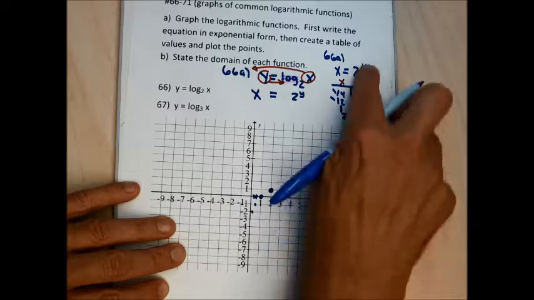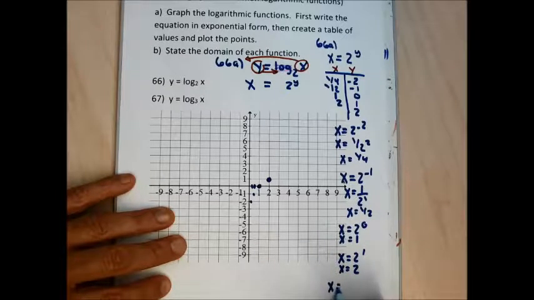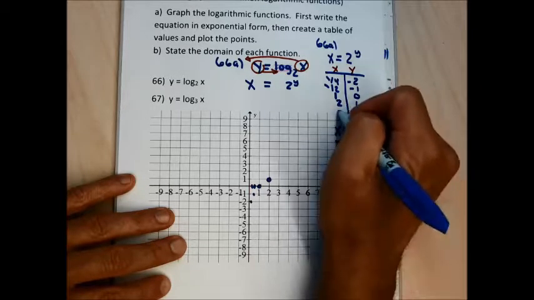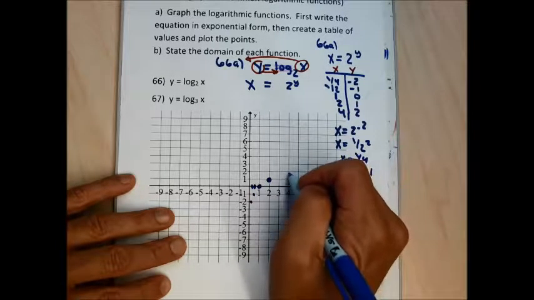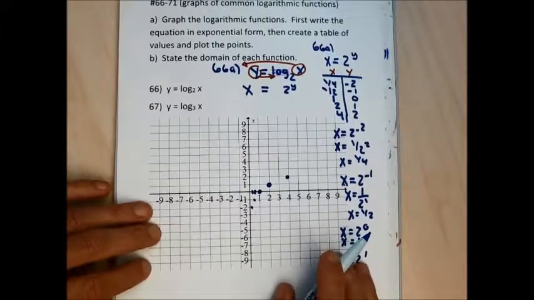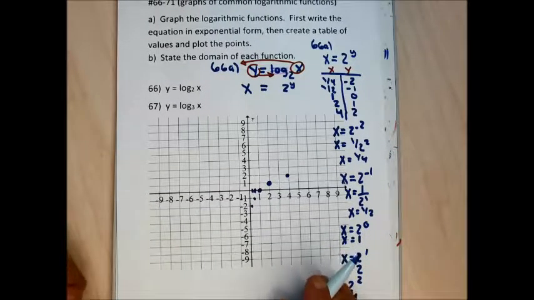Lastly, I'm going to plug in 2 for that y and get x equals 2 squared. And 2 squared is equal to 4. The last point I'm going to plot is the point 4, 2. It's a reasonably easy graph to draw if you've graphed logarithms before.